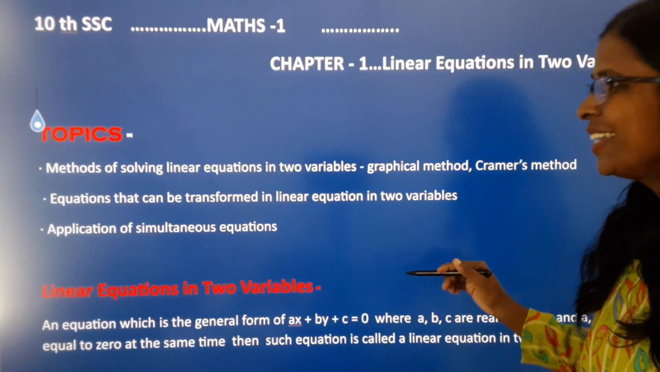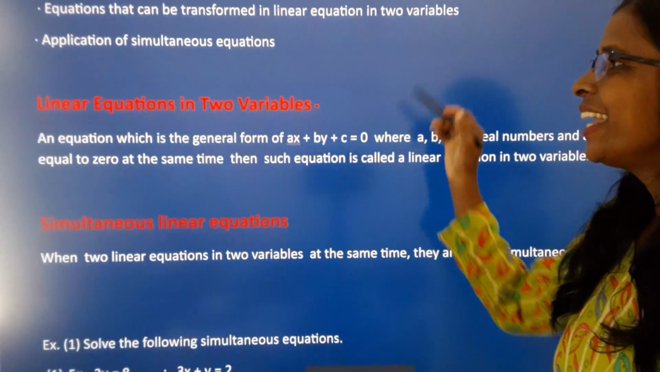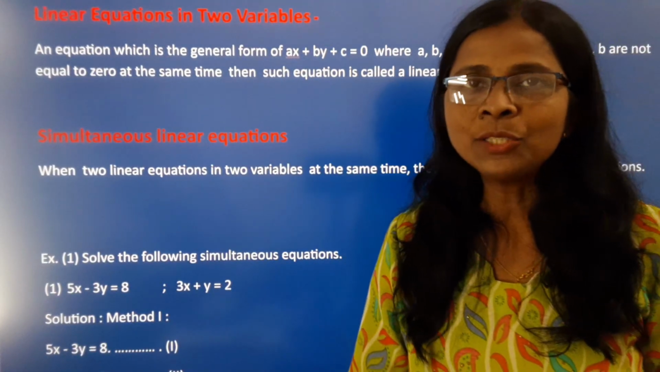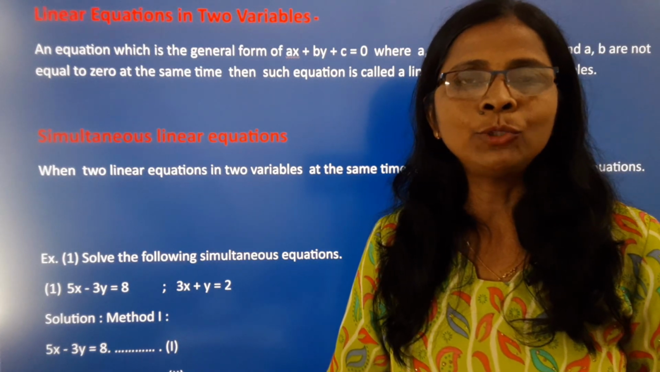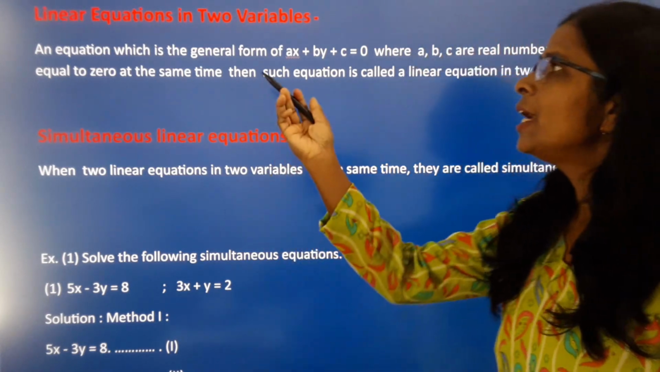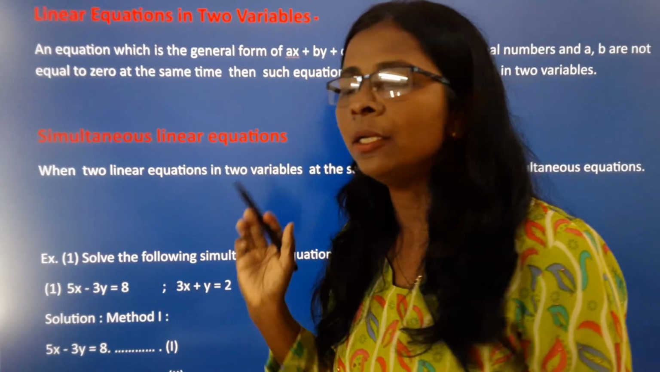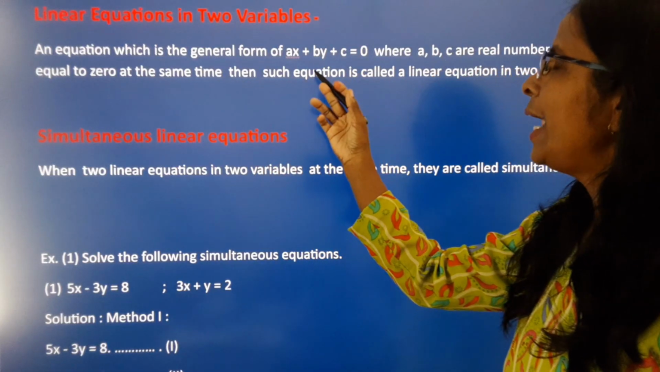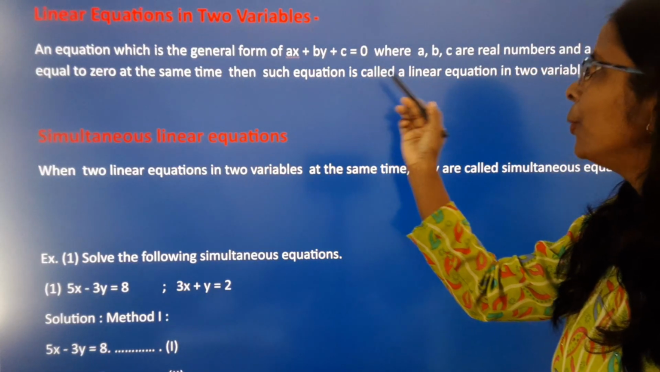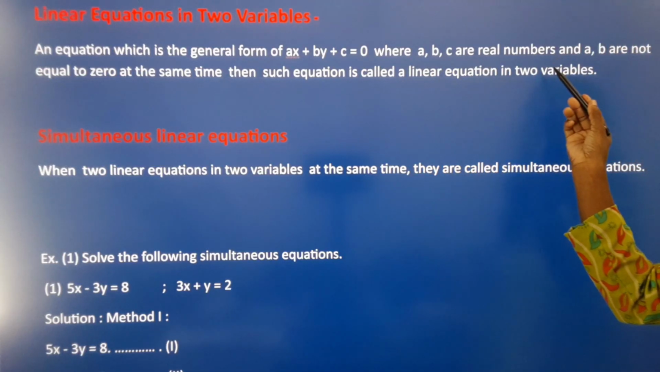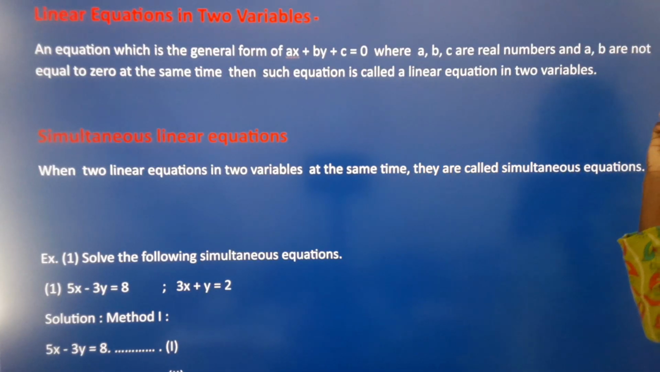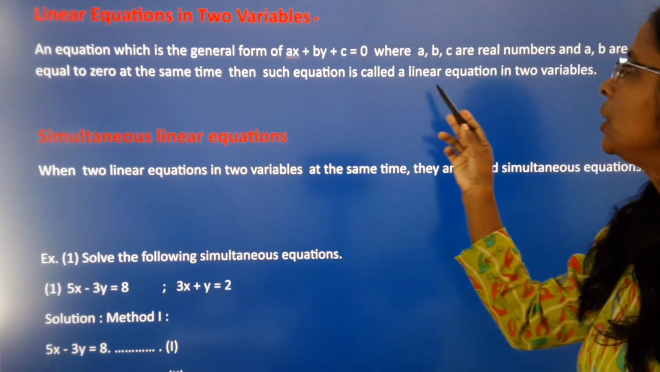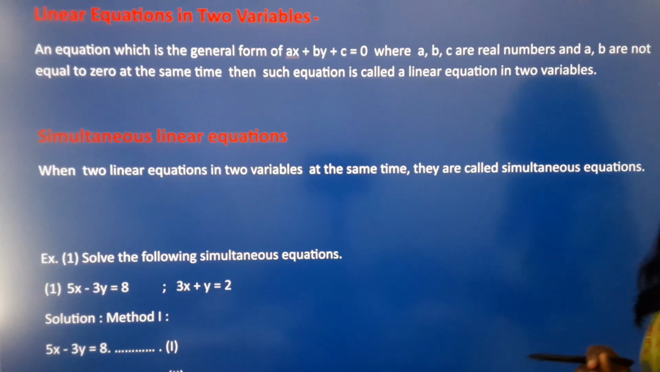Okay, so students, see the first topic here, linear equations in two variables. So what is a linear equation? First we clear out the definition of the linear equation in two variables. So here an equation whose general form is ax plus by plus c is equal to 0, where a, b, c are real numbers and a, b are not equal to 0 at the same time, then such an equation is called a linear equation in two variables.